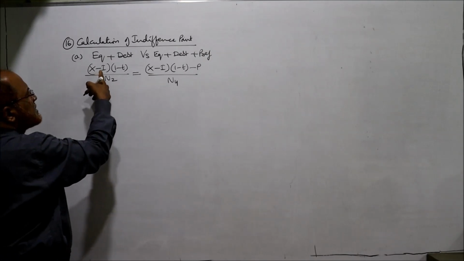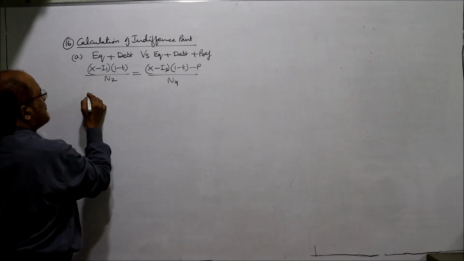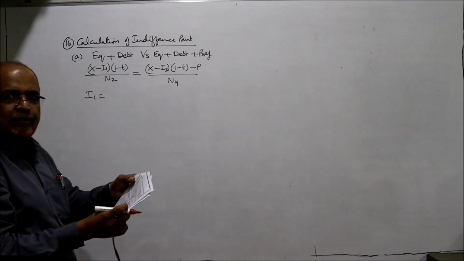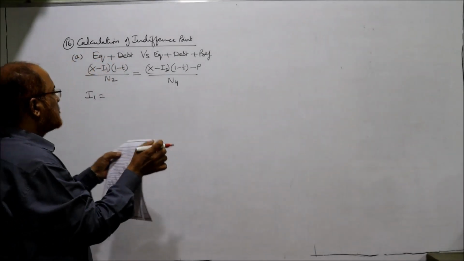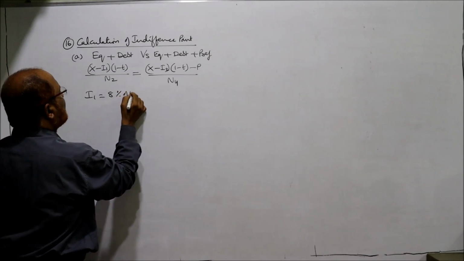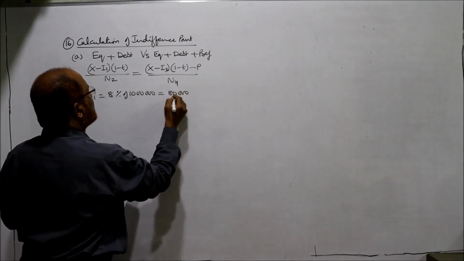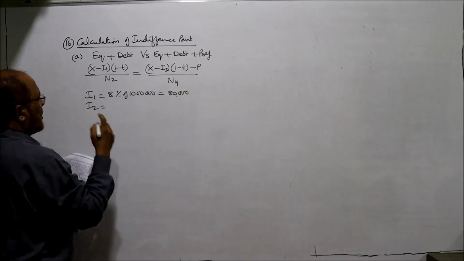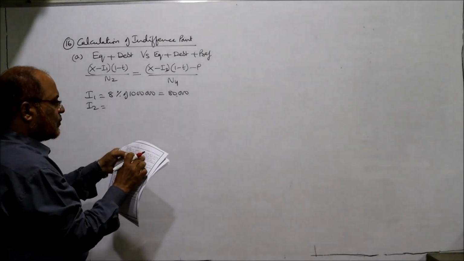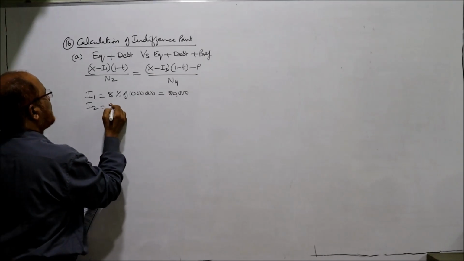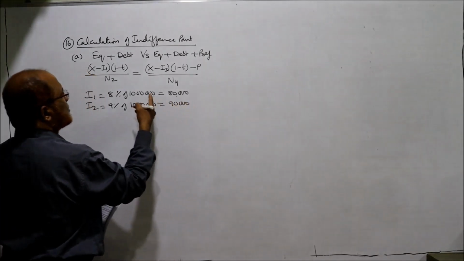Now interest is there on the first plan as well as second plan. So I am putting I1 and I2. Interest in the first plan: 10 lakh rupees at the rate of 8%. So 8% of 10 lakh is equal to 80,000. I2: in the second plan, 10 lakh rupees of debt at 9% per annum. 9% of 10 lakh is equal to 90,000, right?